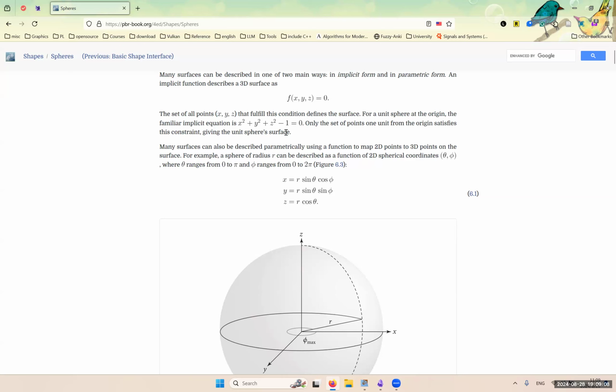Surfaces can also be described parametrically, using a function to map a 2D point to 3D points. In this case, the sphere has a radius and also the 2D spherical coordinates, theta and phi.